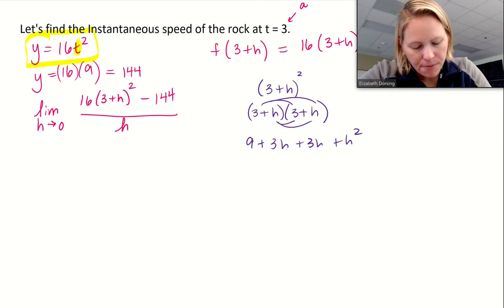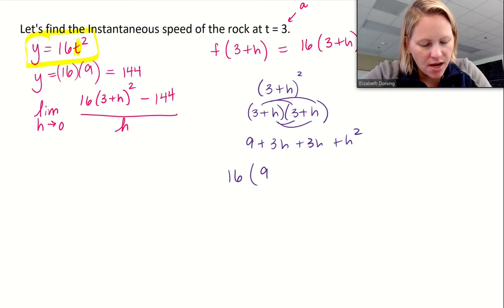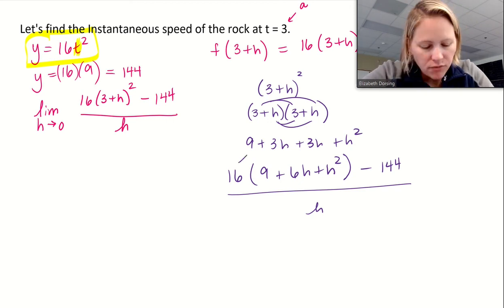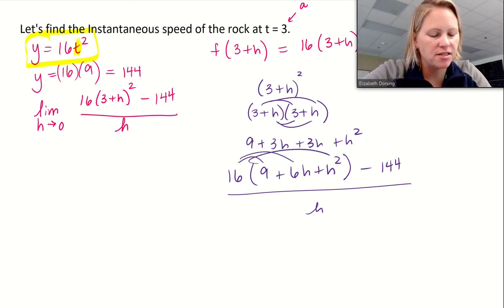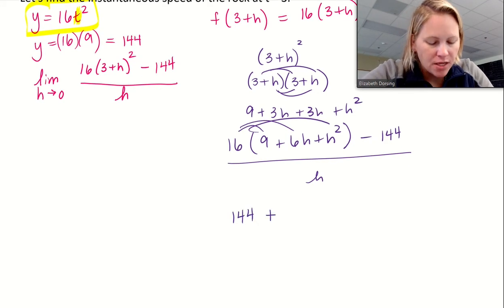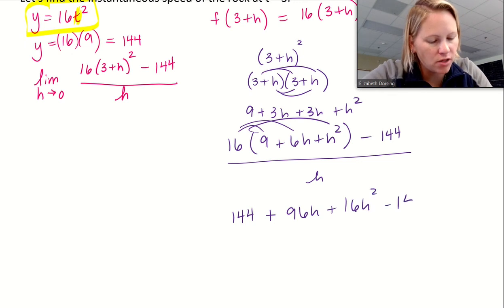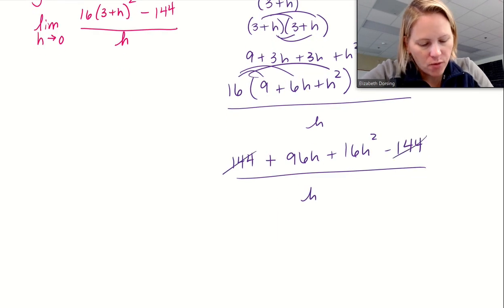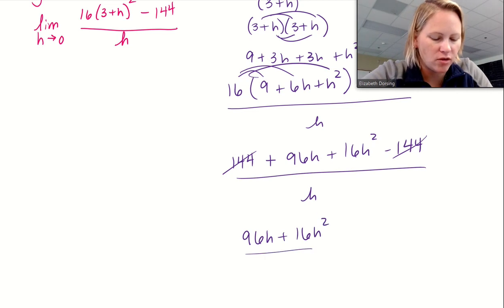So now I'm going to come back over here and I'm going to say, well, 16 times 9 plus 6h plus h squared minus 144 all over h. I'm leaving the limit notation off. That's perfectly fine. So now I'm going to distribute. I'm going to do some simplification and see what happens. 16 times 9, oh, that's 144. 16 times 6 is 96. Oh, look at this. Isn't this beautiful? The 144's go away, and I'm left with 96h plus 16h squared over h.